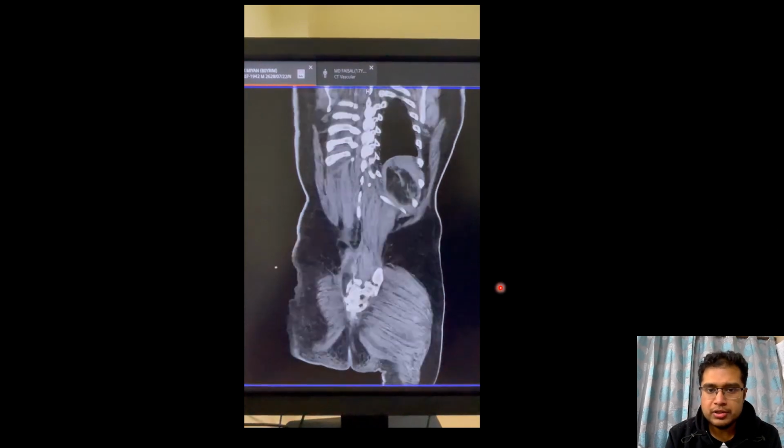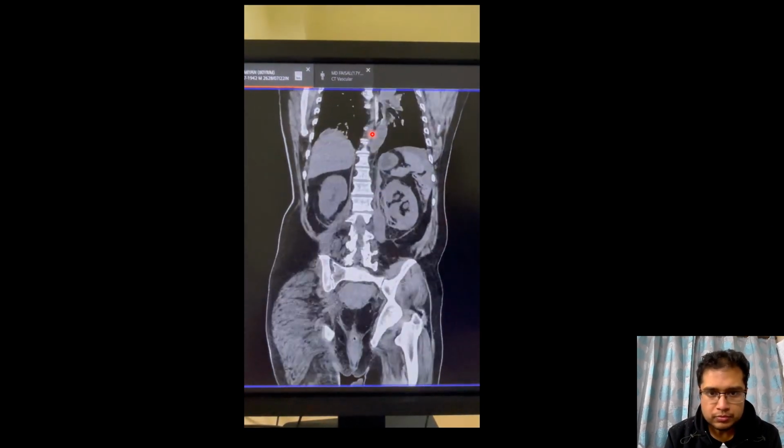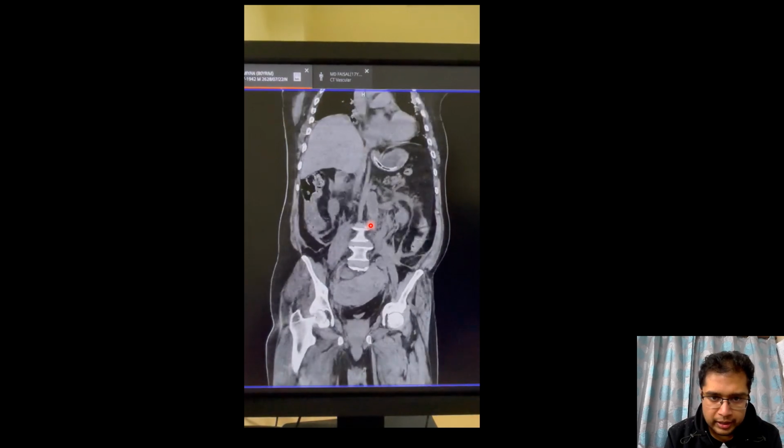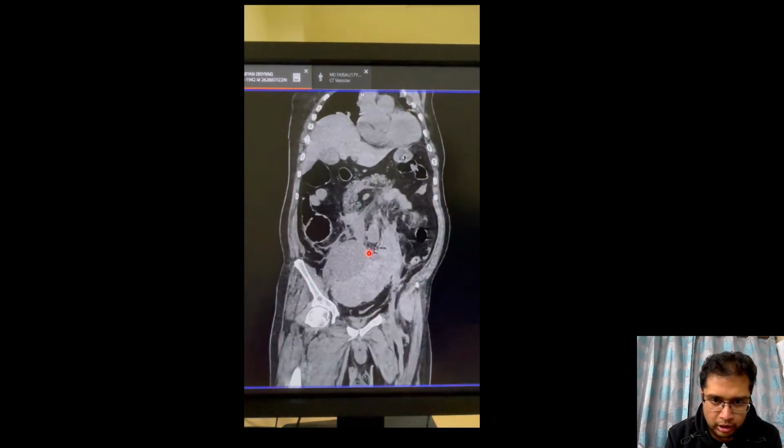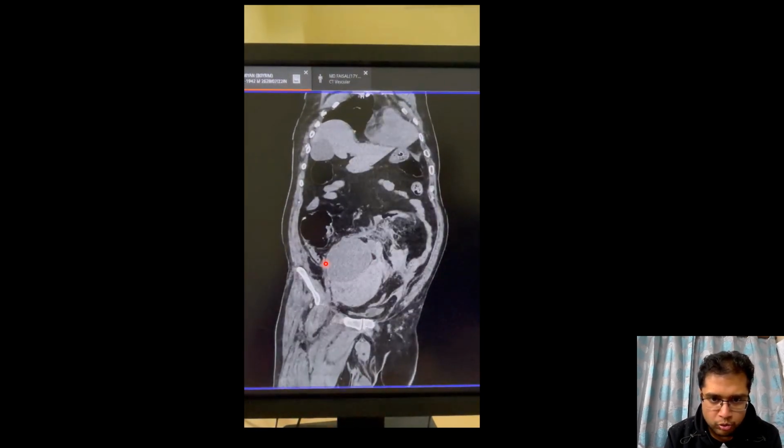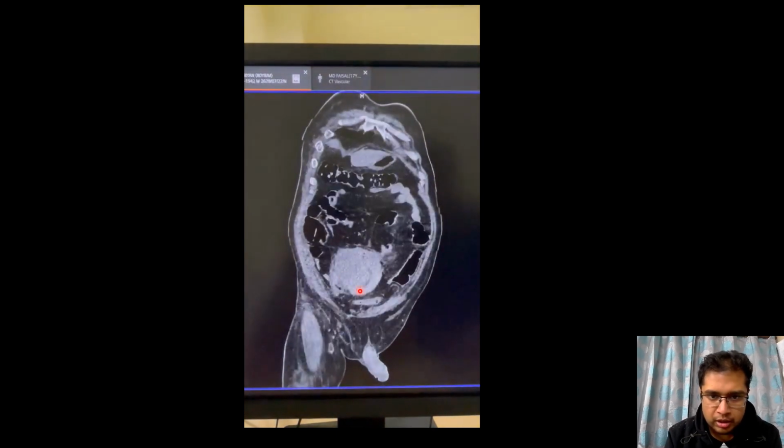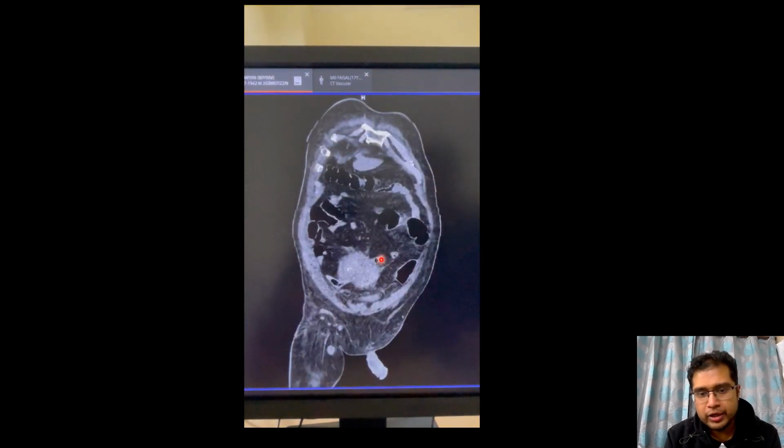These are the coronal sections, where we can see that at the bifurcation of the aorta, there is an abnormal outpouching of the vessel from the right common iliac artery, along with a hyperdense retroperitoneal collection.